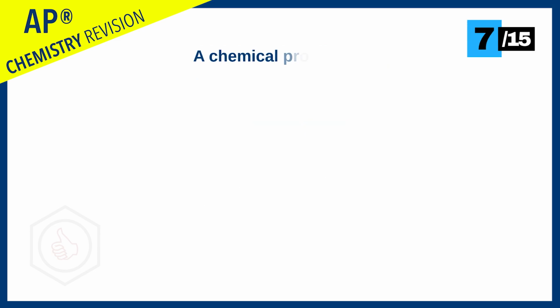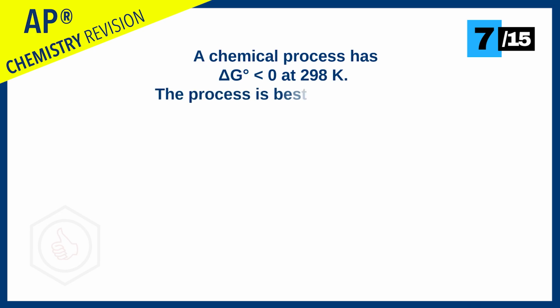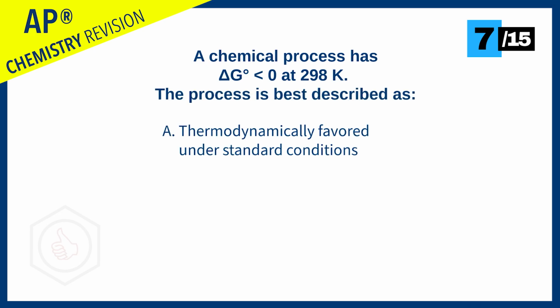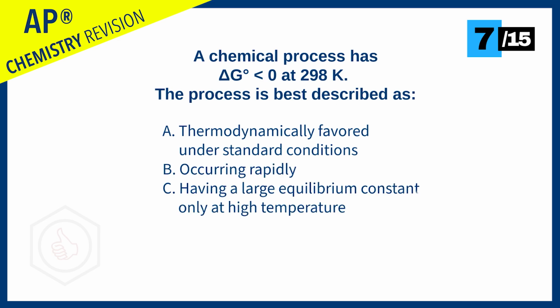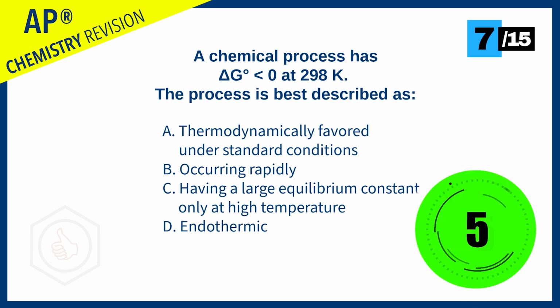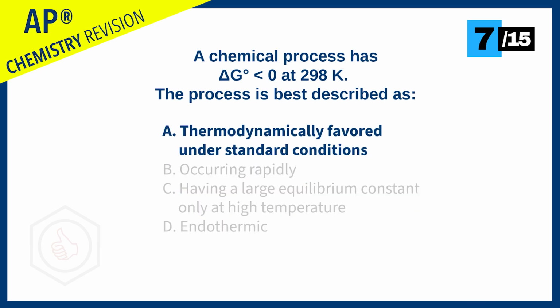A chemical process has a standard Gibbs free energy change less than 0 at 298 Kelvin. The process is best described as thermodynamically favored under standard conditions, occurring rapidly, having a large equilibrium constant only at high temperature, or endothermic. The answer is thermodynamically favored under standard conditions, because a negative standard Gibbs free energy means a thermodynamically favorable process.